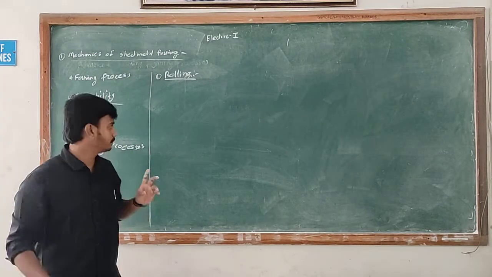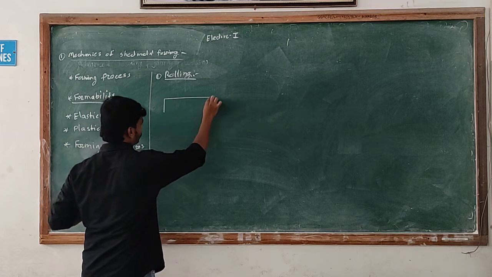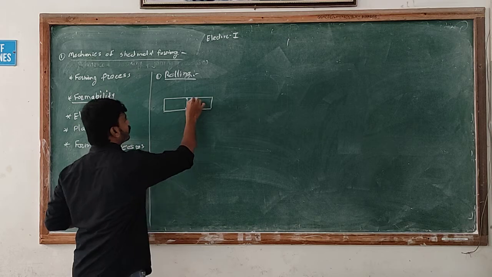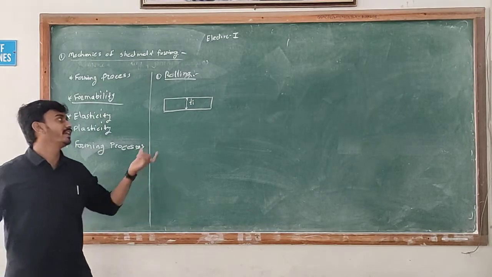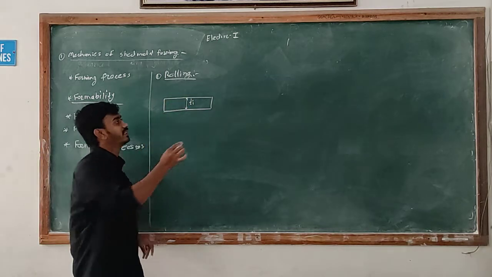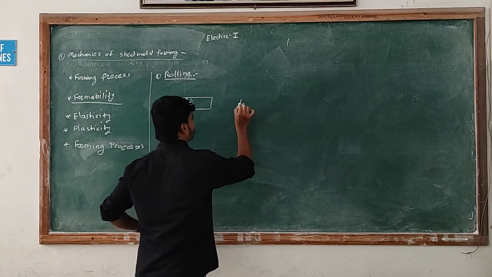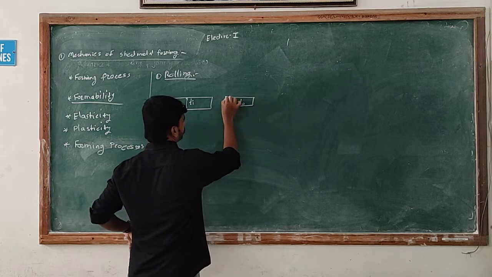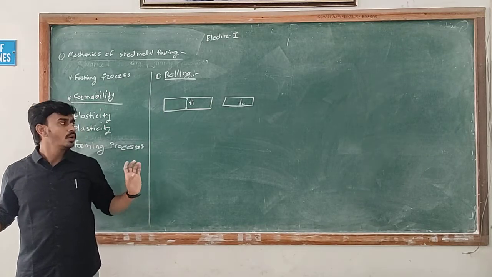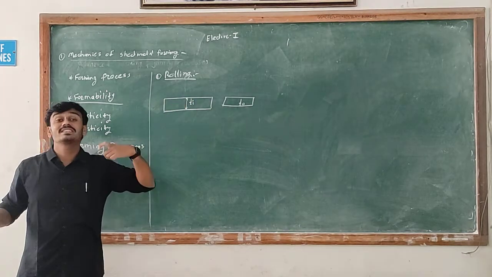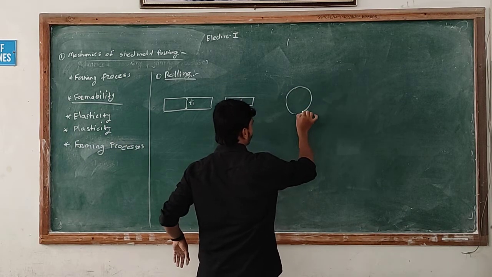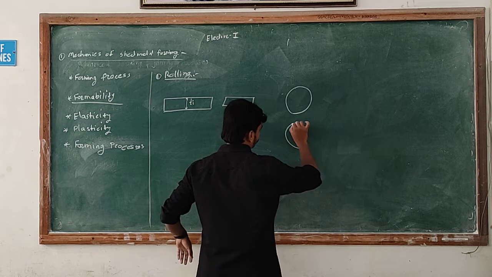What is meant by rolling? Suppose this is my sheet metal and initially it has a thickness Ti, and I want to reduce its thickness to To. Then this sheet metal is passed through the rolls. Suppose this is roll 1 and this is roll 2.